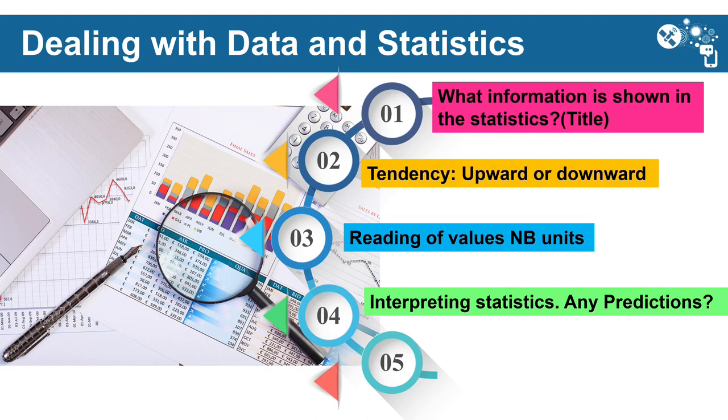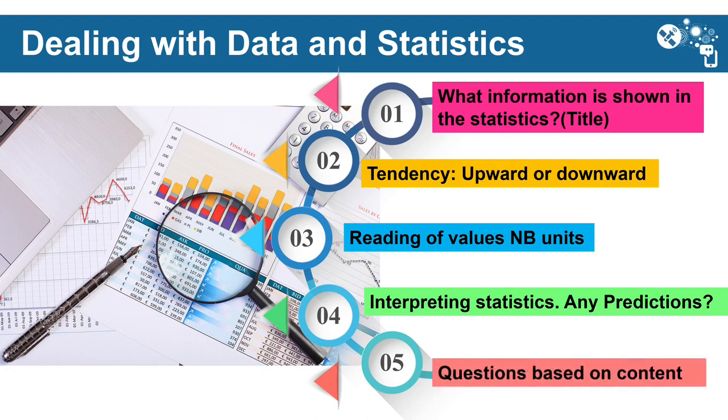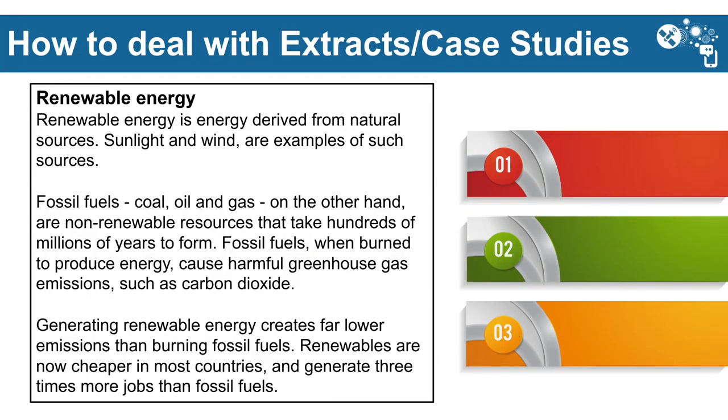Then, when you interpret statistics, you can often be asked to predict something. What do you predict will happen within the next 10 years? So you look at what has been happening up to this point, and then you look at the tendency, is it upwards or downwards, and then you use that to predict what will be happening in the future. And then lastly, there can also be questions based on content. So using the data, using the graph or the table, you can then be asked questions based on content that you have studied in the classroom.